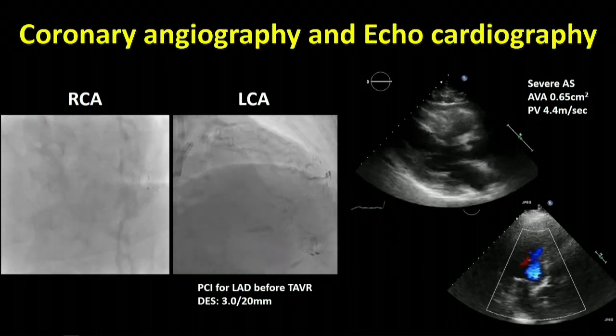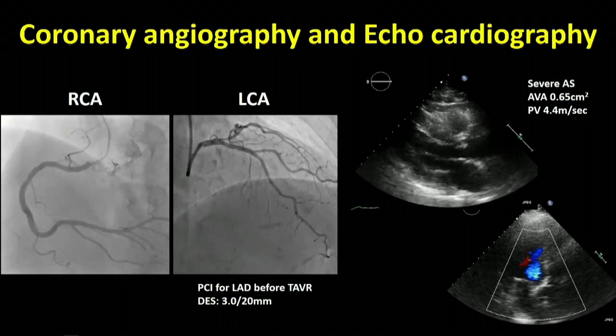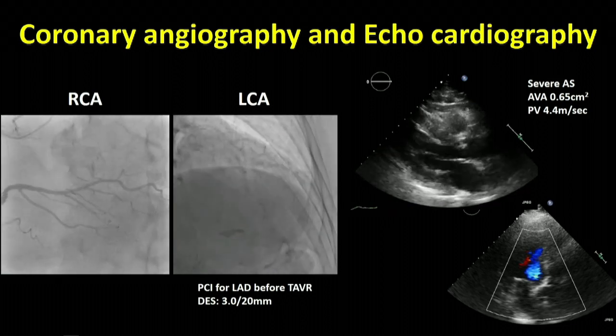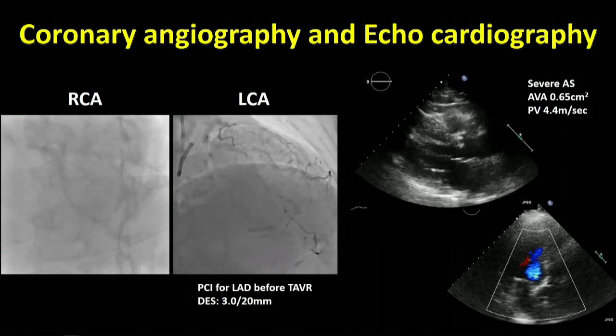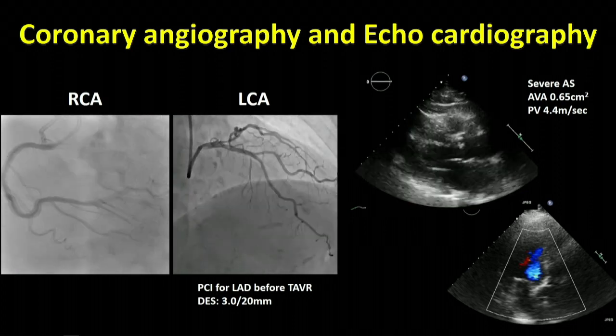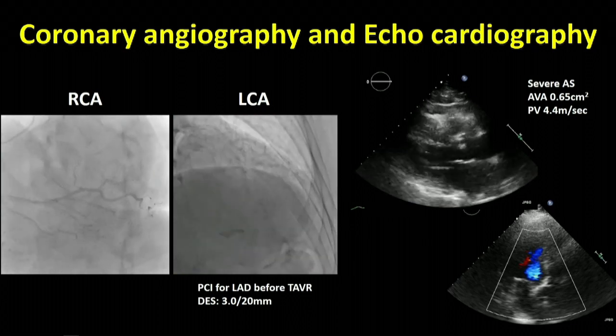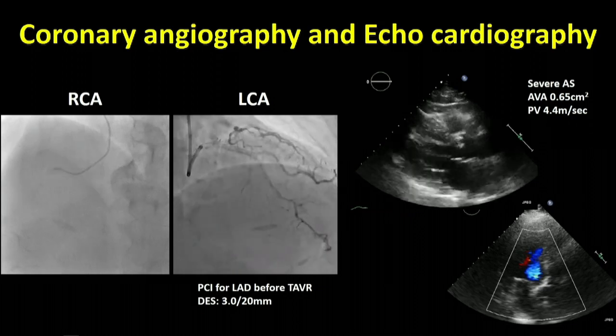She underwent PCI for LAD before TAVR. Right coronary artery had no significant stenosis. TTE revealed severe aortic valve stenosis. AVA was 0.65 square centimeter. Peak velocity was 4.4 meters per second.